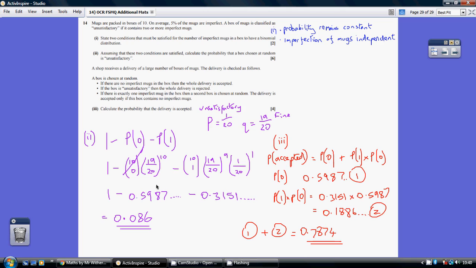So our two possibilities here are the probability that they're perfect to start with, there are no imperfect mugs, 0.5987, added together to 1 imperfect, and then this happening. So 0.3151 times 0.5987, which is about 0.1886. So either of these two will do for us to accept the batch. So add those together, we get 0.7874.